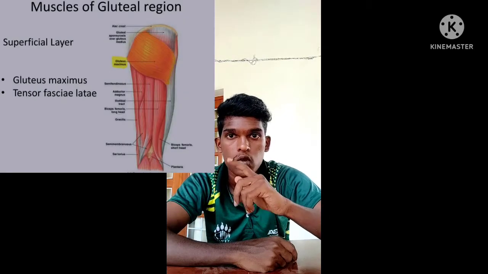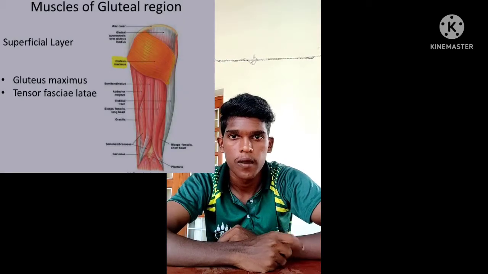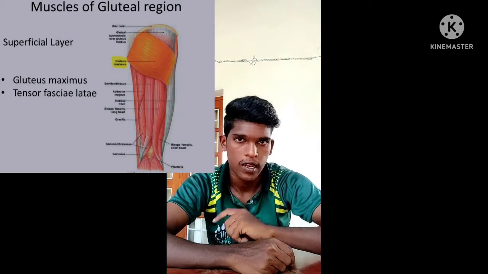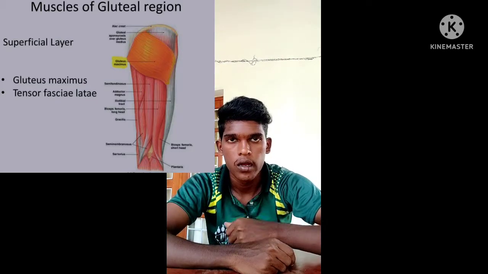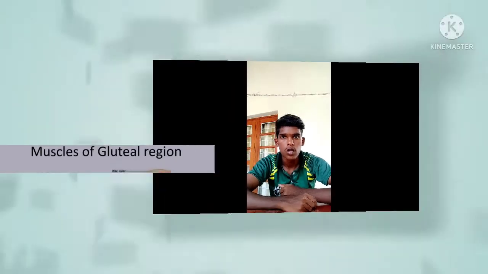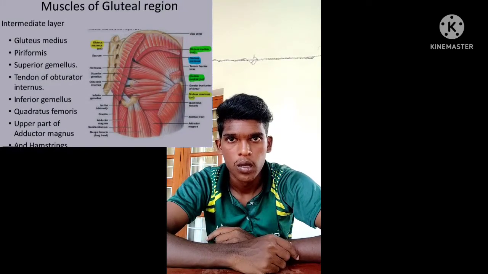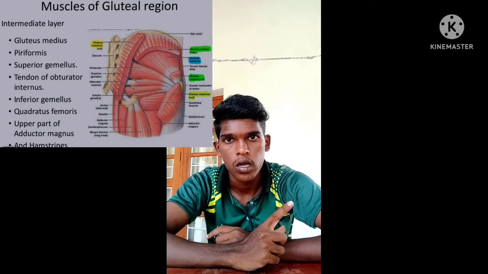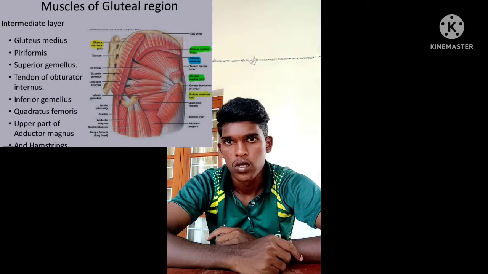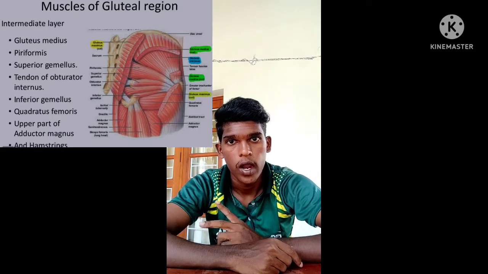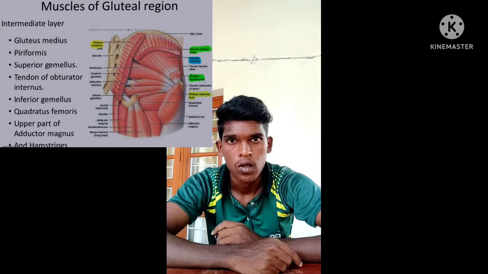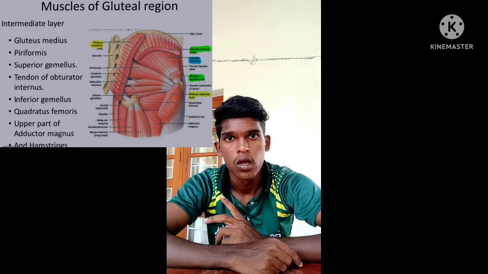Now let us see the different layers in the gluteal region. First, the superficial layer. The superficial layers are gluteus maximus and tensor fasciae latae. The yellow color highlighted in the picture is the gluteus maximus. The second one is the intermediate layer. Those are gluteus medius, piriformis, superior gemellus, tendon of obturator internus, inferior gemellus, quadratus femoris, upper part of adductor magnus, and hamstrings. The muscles which I read are highlighted.